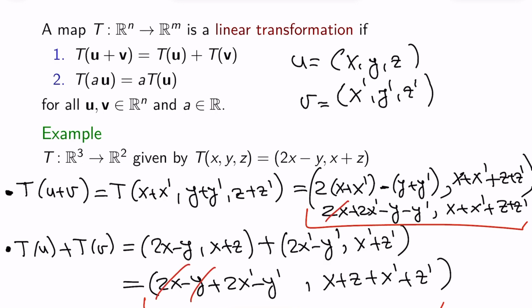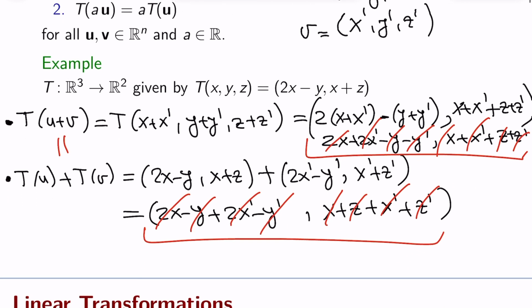2x minus y minus 2x prime minus y prime. Yeah, it's exactly the same. And here x is here, z is here, x prime and z prime. So they are exactly the same. So these ones are equal. So the first condition for this one is satisfied. T of the addition is the addition of the transformation.